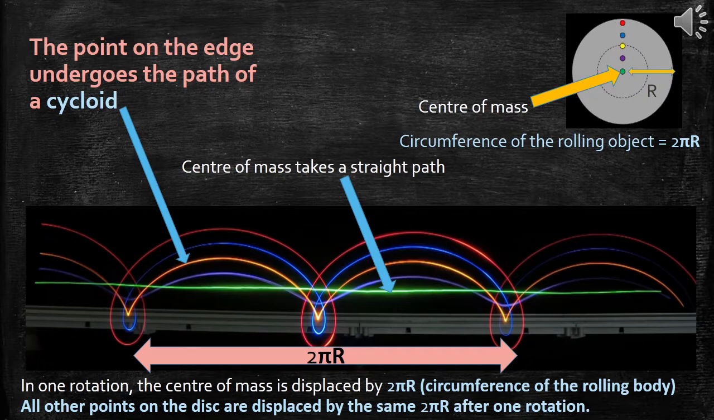The other points which are located on the edges and also the points which are located within the rolling object, all points will cover the distance of 2 pi R and they take the path of the cycloid.